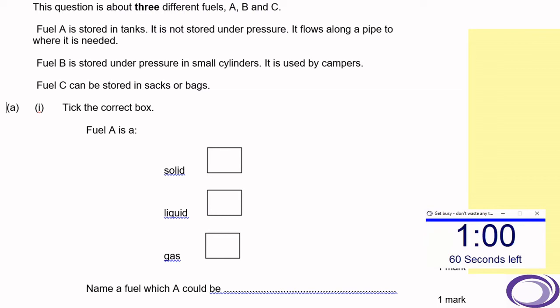Question 2. This question is about three different fuels, A, B and C. Fuel A is stored in tanks. It is not stored under pressure and it flows along a pipe to where it is needed. Fuel B is stored under pressure in small cylinders and it's commonly used by campers. Fuel C can be stored in sacks or bags. Tick the correct box. Fuel A is a solid, liquid or gas, and then name a fuel which A could be.